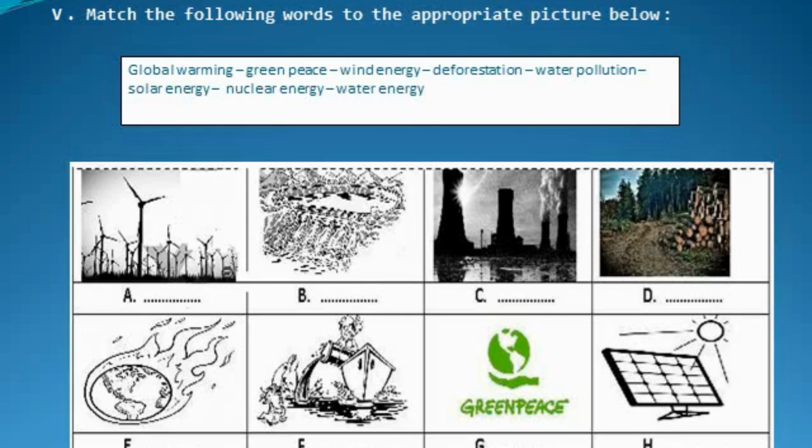Greenpeace, of course, is a non-governmental organization that protects the environment and deals with it. Of course, the last one is solar energy.